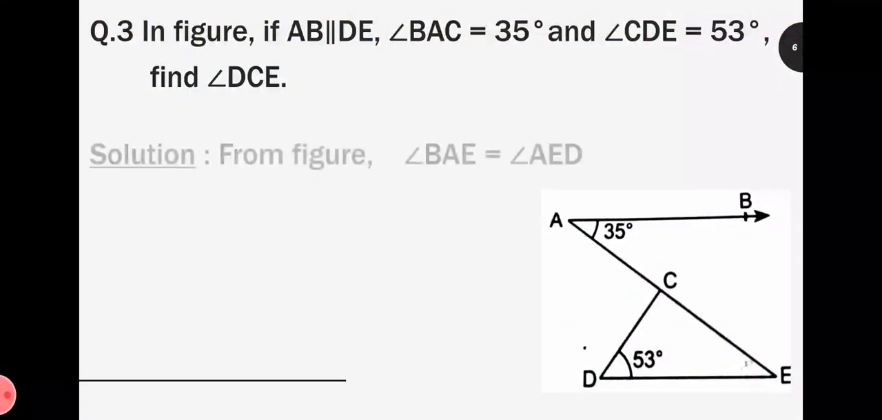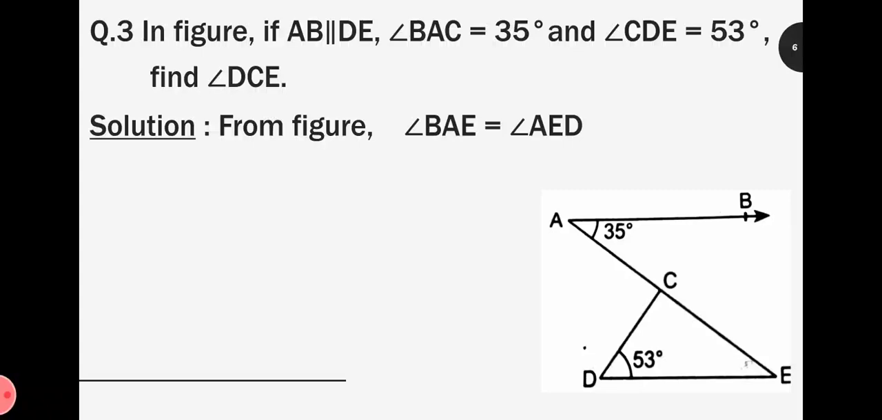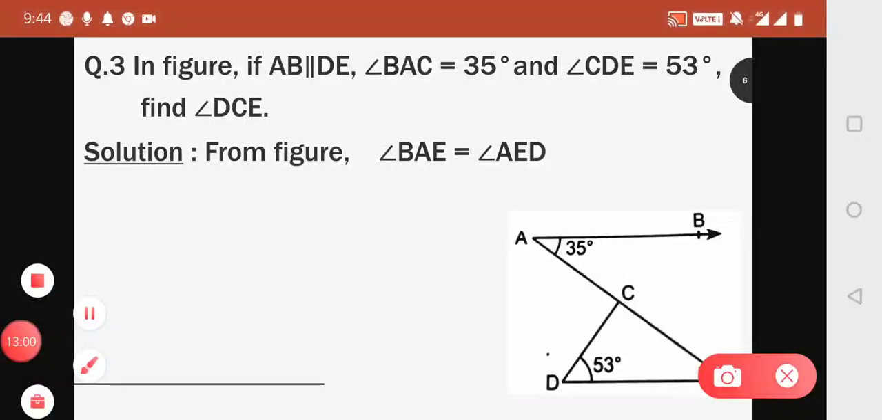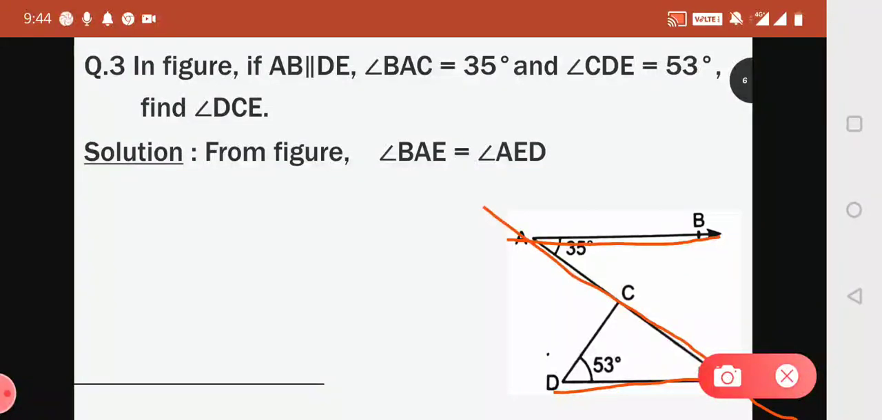For the solution, from the figure angle BAE equals angle AED. Why? Because it is given in the question that AB is parallel to DE. Yes, this is given, AB is parallel to DE. So AE will become your transversal. So we will get these two angles, that is angle BAE. You can write whole BAE equal to angle AED, this other angle AED.